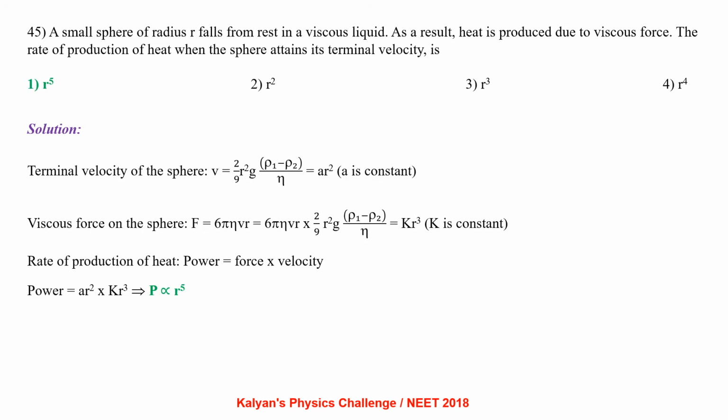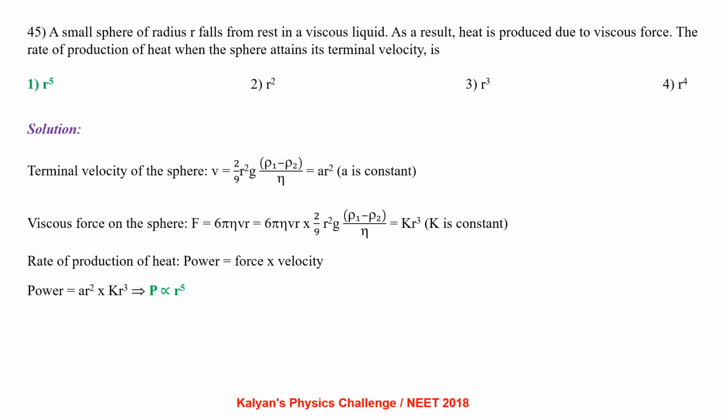A small sphere of radius r falls from rest in a viscous liquid. As a result, heat is produced due to viscous force. The rate of production of heat when the sphere attains its terminal velocity is. Terminal velocity of the sphere V equal to 2 by 9 r square g rho 1 minus rho 2 by eta. From there we can write terminal velocity is directly proportional to the square of the radius.